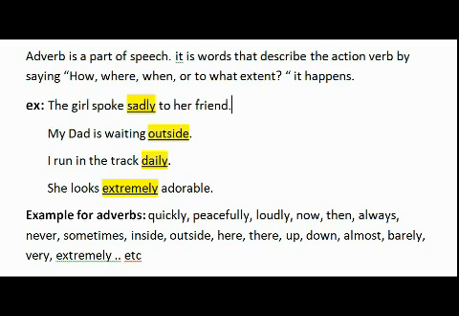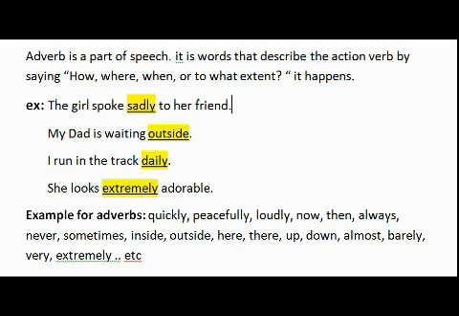I run in the track daily. If I didn't say daily, maybe you would imagine that I run in the track once a week, once a month, just one time. You will never know. However, when I added the adverb, now you can totally understand how many times I run and when.